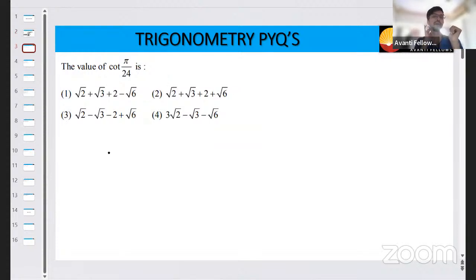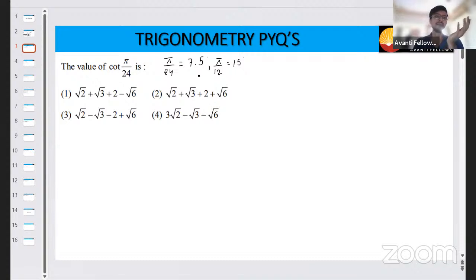The value of cot pi by 24. Now, if you don't know what is pi by 24: pi by 6 is 30, pi by 12, its half, is 15, and pi by 24 is half of 15, which is 7.5. So pi by 24 is 7.5 degrees. So pi by 12 is 15 degrees, right? So we know the value of 15 degrees. But we have to find the value of 7.5.